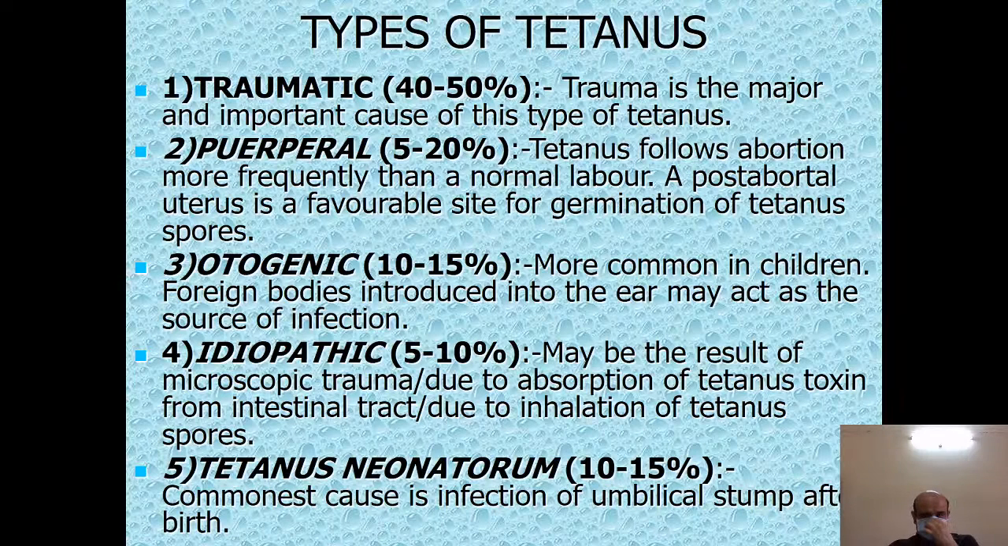Maybe the rest may be the result of microscopic trauma or absorption of tetanus toxin from the intestinal tract due to ingestion of tetanus spores. Now, tetanus neonatorum is around 10 to 15%. This is the commonest cause, infection of the umbilical stump after birth.